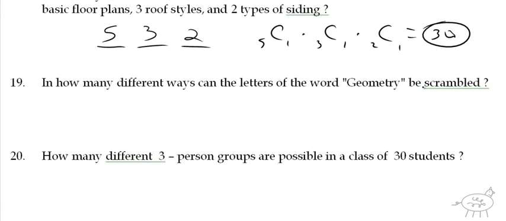Number 19, how many ways can the word geometry be scrambled? There are 8 letters in geometry, and the only thing that's duplicated is E. So it's 8 factorial over 2 factorial. So you get 20,160.